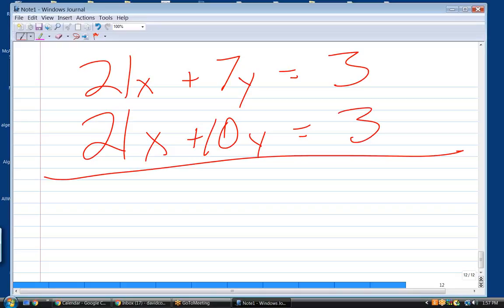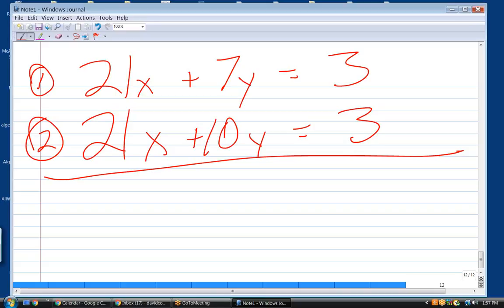How are you going to solve this? Substitution, elimination. Okay. 21, 21. How are you going to eliminate a variable? First of all, tell me if you're going to add or subtract, and if you're going to subtract, in what order? We're going to subtract. Okay, which one from which one? So we're going to subtract the second one from the first one because it's easier.